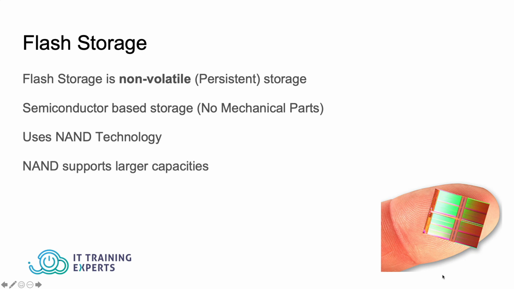NAND supports larger capacities, so that was part of the reason why NAND was such a popular choice for SSDs versus DRAM, because it supported larger capacities. The downside is NAND is still slower than DRAM, but NAND is still very, very much faster than your traditional hard disk drives. So that pretty much covers what is a solid state drive and gives you some history and background on the solid state disk drive as well as flash storage.